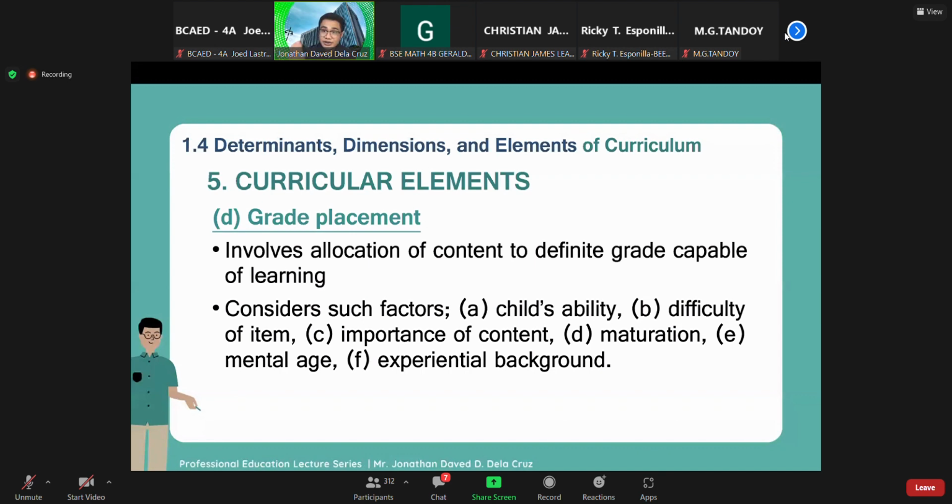Level of maturation depending on the age or year level. Next is mental age and experiential background. Why is it important to know the experiential background? Because the experiential background also influences largely the mental age or the maturation of the student, of the learner. A learner with more experiences are found to be more mature and have higher mental age.